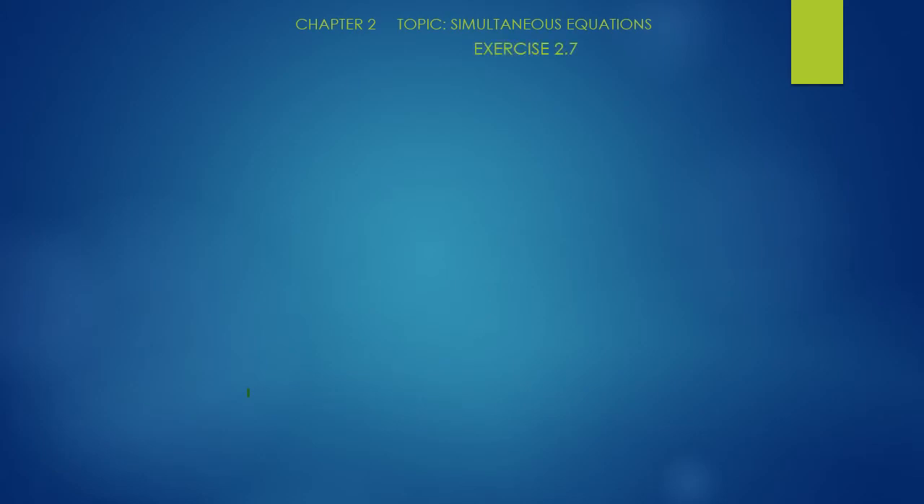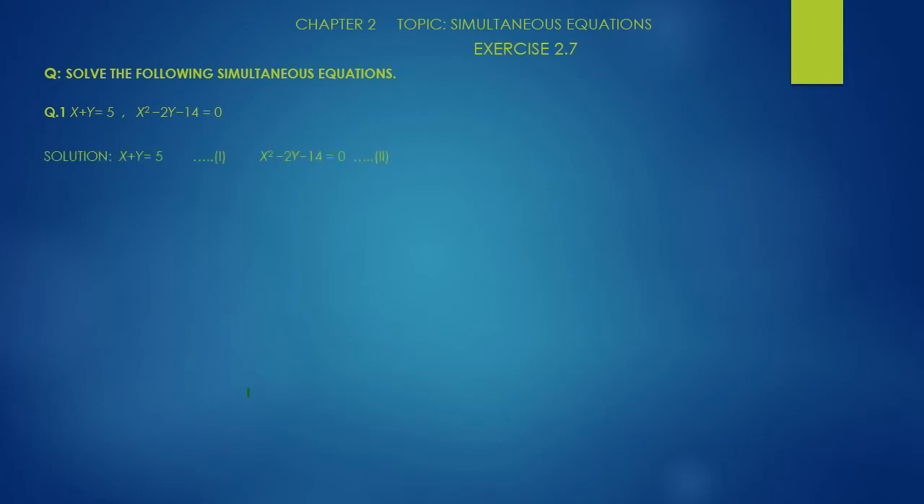There are different types of simultaneous equations. The first type is question number 1. Solve the following simultaneous equations. Question number 1 is x plus y is equal to 5, x square minus 2y minus 14 is equal to 0. In solution, x plus y is equal to 5 is equation number 1, and x square minus 2y minus 14 is equal to 0 is equation number 2.